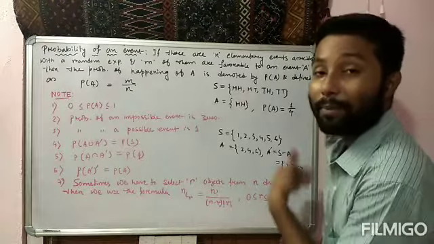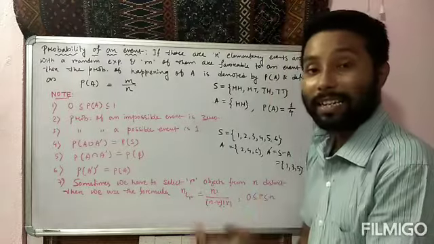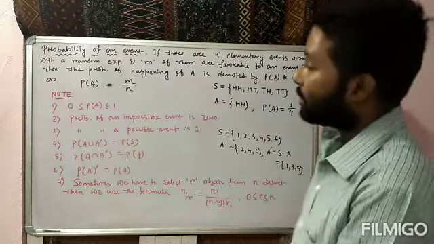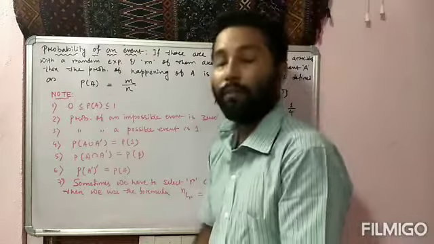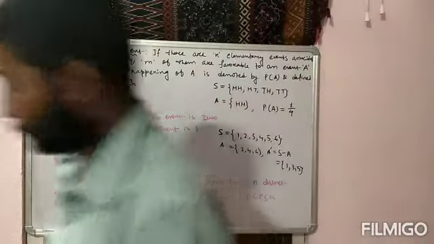R कभी भी n से बड़ा नहीं हो सकता है, इक्वल हो सकता है, छोटा हो सकता है n से, लेकिन R कभी भी n से बड़ा नहीं होगा. Okay, so these are some important results. Some more formulas are there. I will give all these formulas.